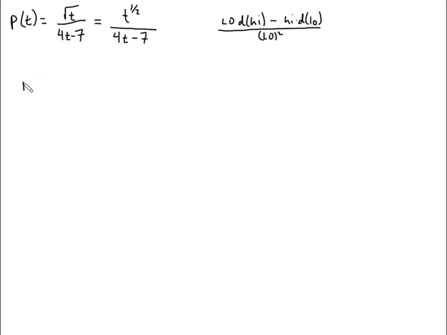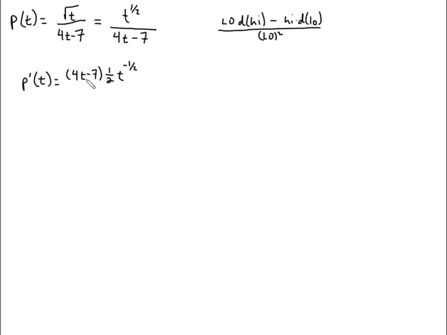Anyway, for this one, p prime of t, low d high. So that means, not the derivative, it means just put the low function, 4t, low d high, so take the derivative of the top function now, so that's 1/2 t to the negative 1/2.